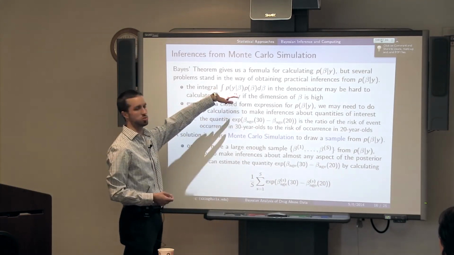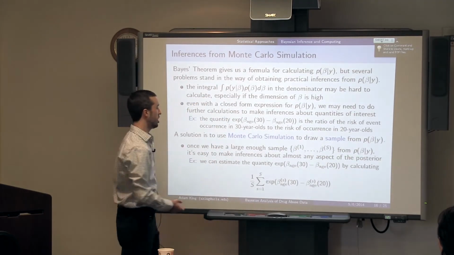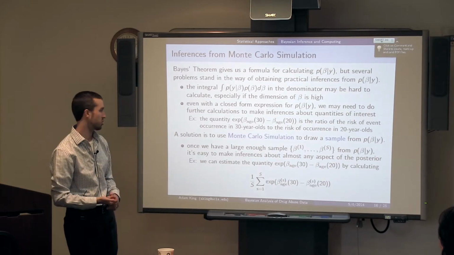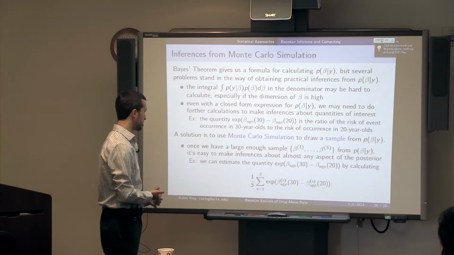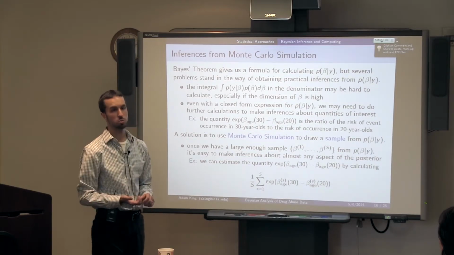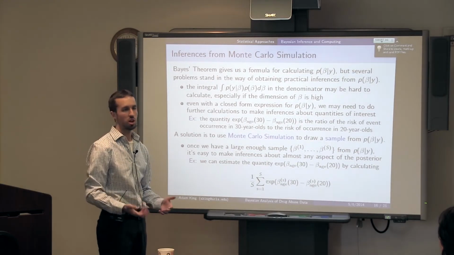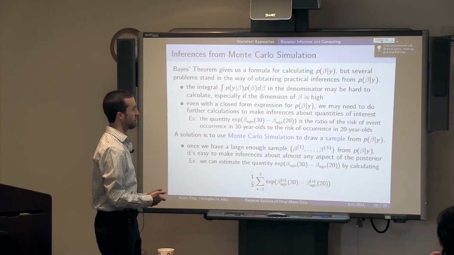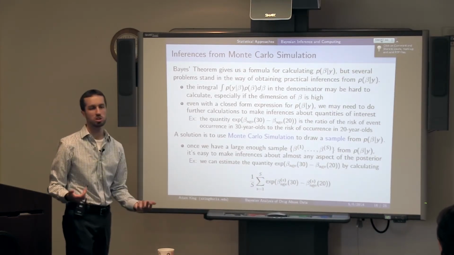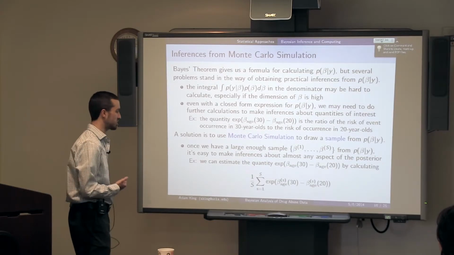Even if I have a closed form expression for the posterior distribution, I can't necessarily automatically make an inference about that without doing even more calculations. So there's a solution to this problem, which is to take this posterior distribution, which is a probability distribution, and draw a sample from it. Now, if you can get a large enough sample from your posterior distribution, you can answer almost any question you would ever want to ask about it.